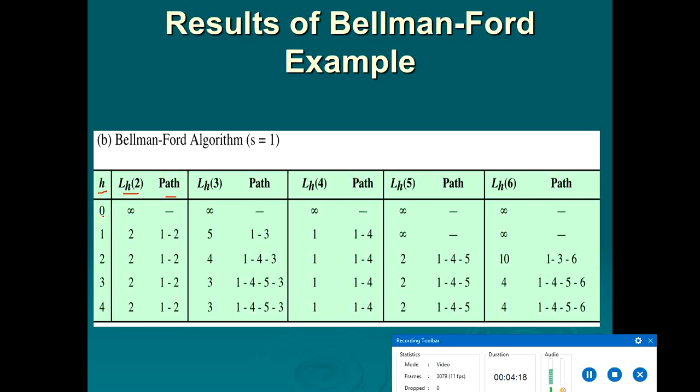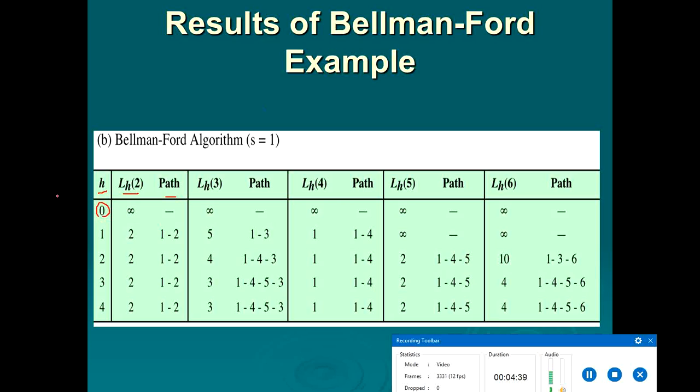So we start with hop count equal to 0, and for each node, if it is not a source node, we initialize it to infinity, and in the path we just put a dash mark. That means that we have just started. Initialization is done by putting infinity and blank everywhere.